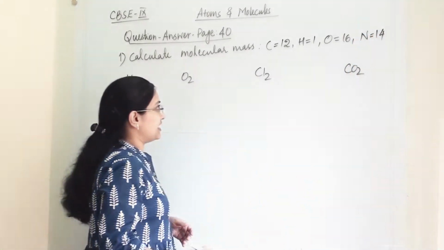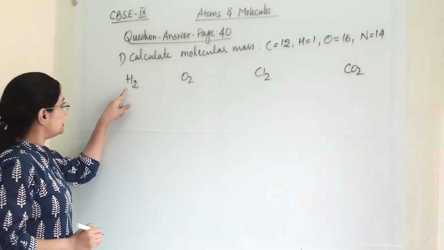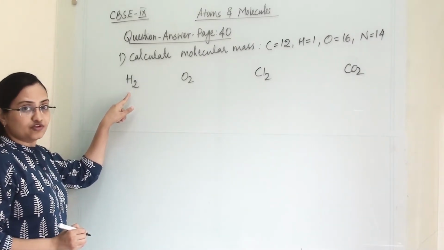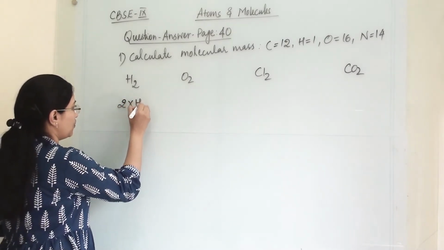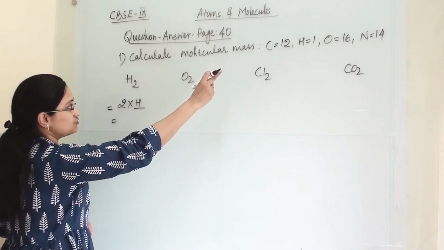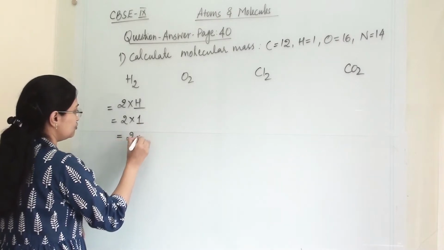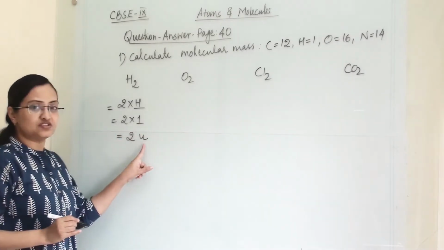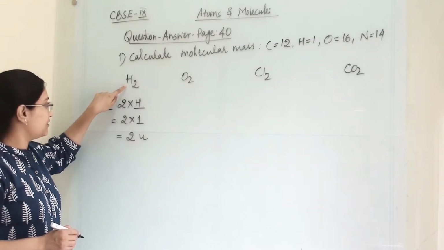for the following atoms. So here, hydrogen. In this, there are 2 atoms of hydrogen present. So 2 into hydrogen. Now in place of hydrogen, we are going to write the atomic mass. So 2 into 1, so 2 U. U means unit. So 2 units is the molecular mass of hydrogen.